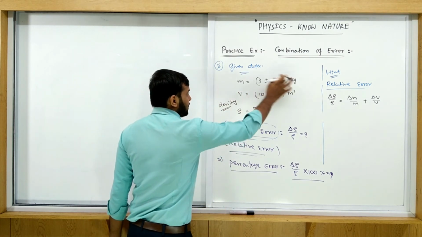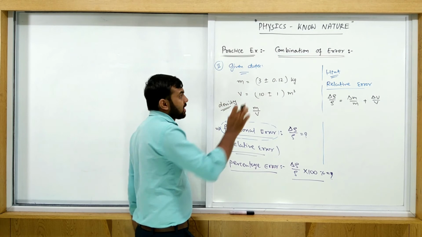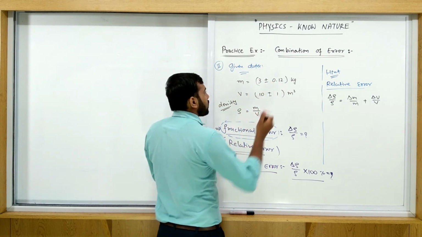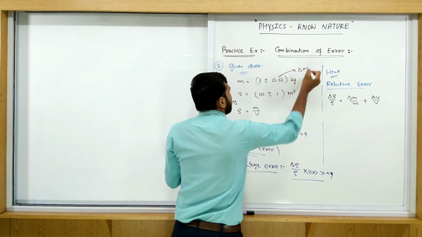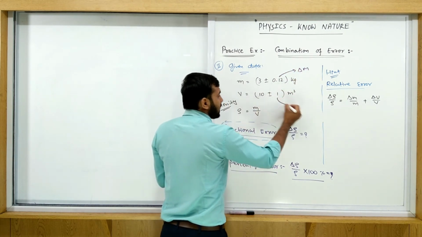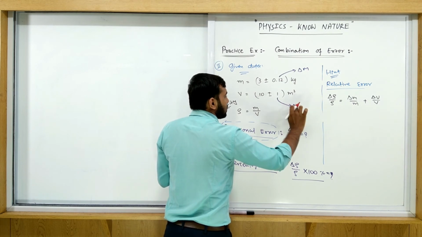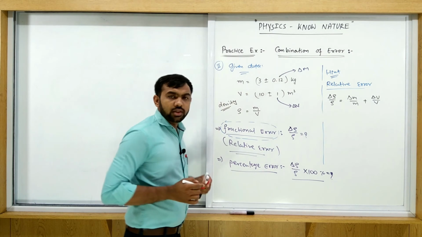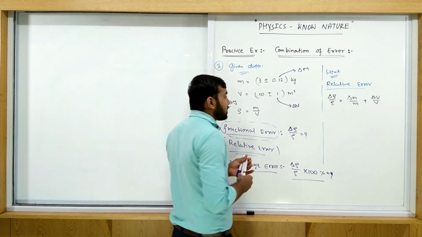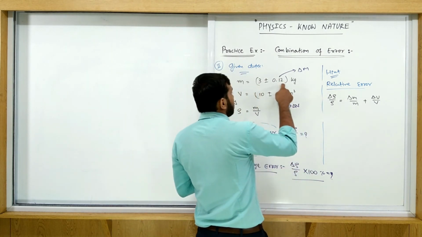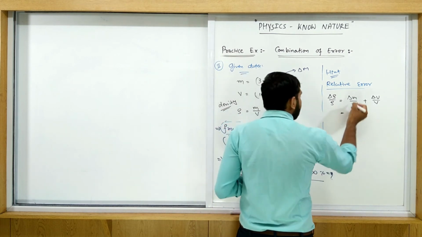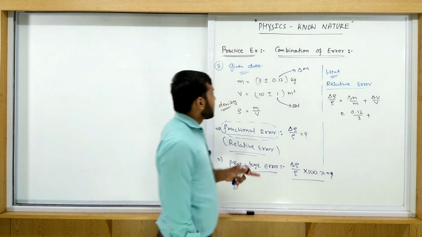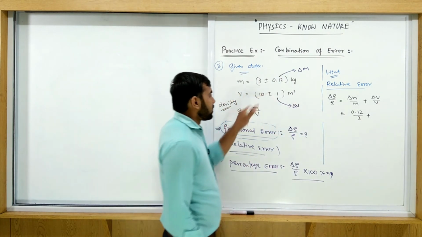If you consider these quantities, you just write them in standard form. So m plus or minus delta m, and v plus or minus delta v. Put both values in this equation, so we get some answer here. So let's put 0.12 upon 3. Delta m upon m, 0.12 upon 3, plus delta v upon v, 1 upon 10.